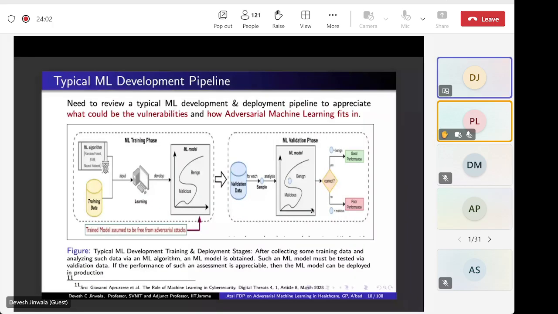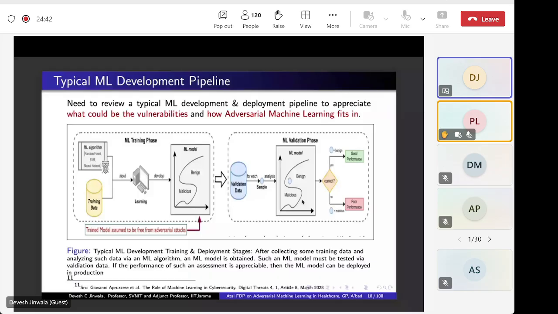Okay. So I'm trying to say that in a typical ML development pipeline, machine learning is used for a security application wherein we want to distinguish between benign network packets and malicious network packets. We are able to see something like this, wherein the model is able to distinguish between benign and malicious packets. When it is trained and when it is verified using validation data, we have a clear distinction that this is benign, this is malicious.